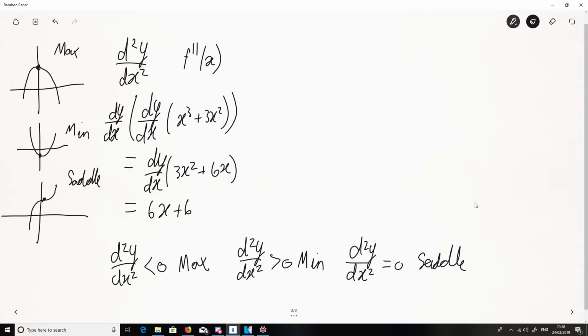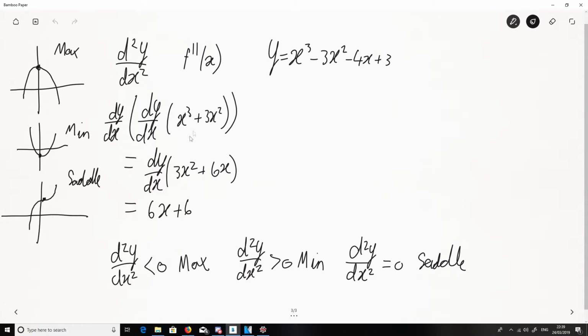So you might be asked in an exam to classify whether your stationary point is a maximum, a minimum, or a saddle point. So all you do is take this derivative again, and then you want to sub in the coordinates of your stationary point. So I'm going to do this for our previous example. So we had y equals x cubed minus 3x squared minus 4x plus 3.